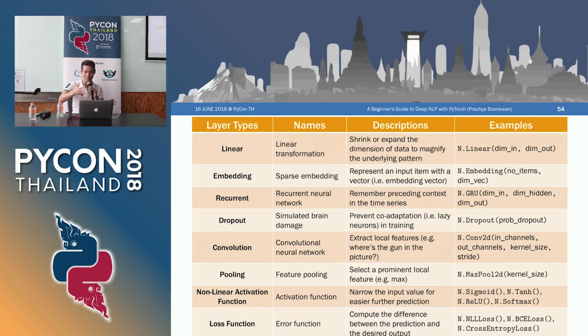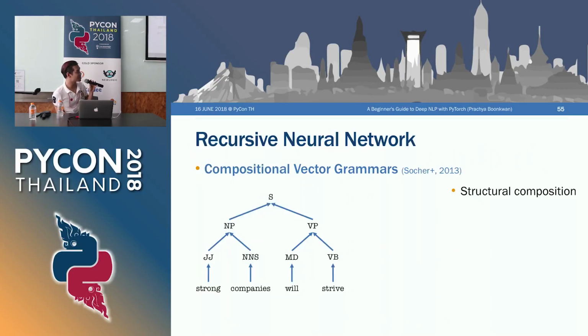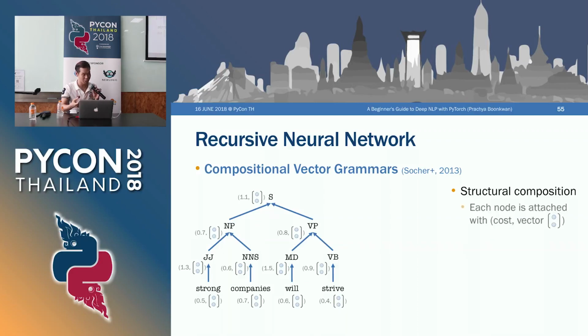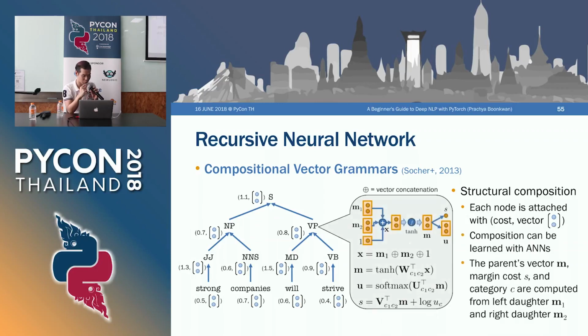And the last one, recursive neural network. This is a dynamic network. So you've got a tree. You can also create a network based on that tree. So for each node, you're going to have a cost, the constituency cost, and a vector embedded to each node. And you can compute the vector of the parent node by the following network.